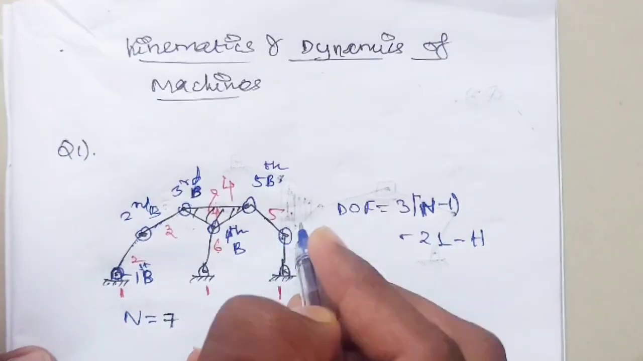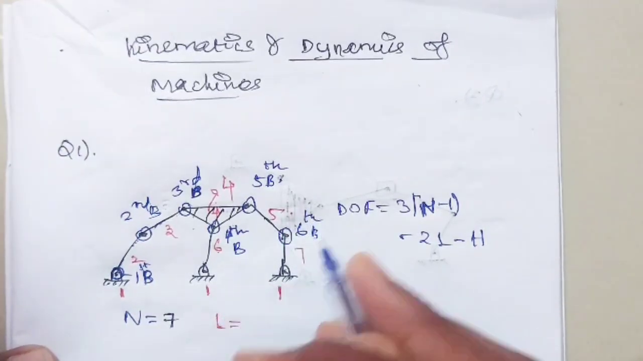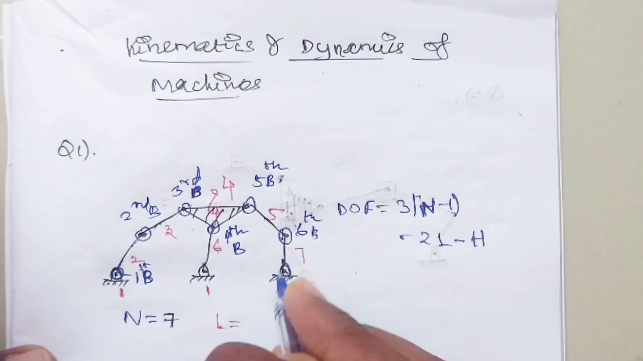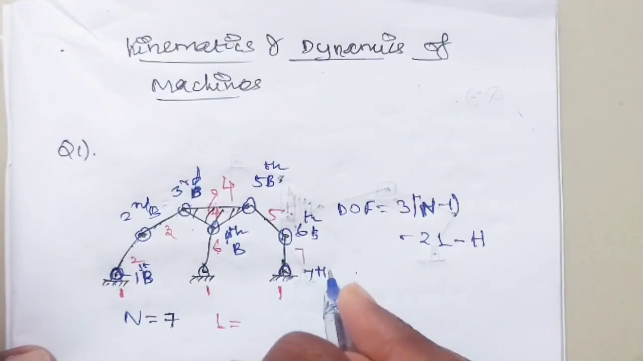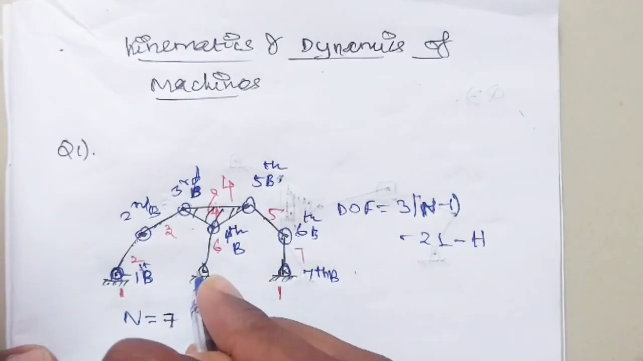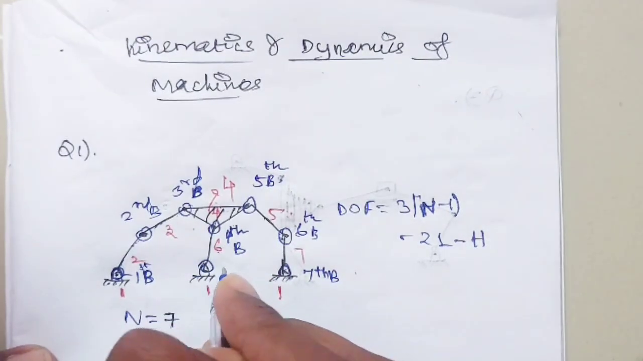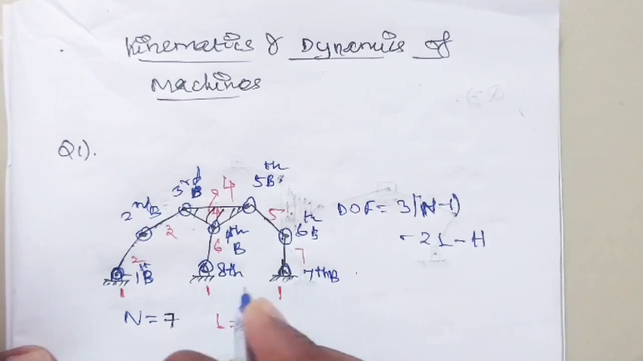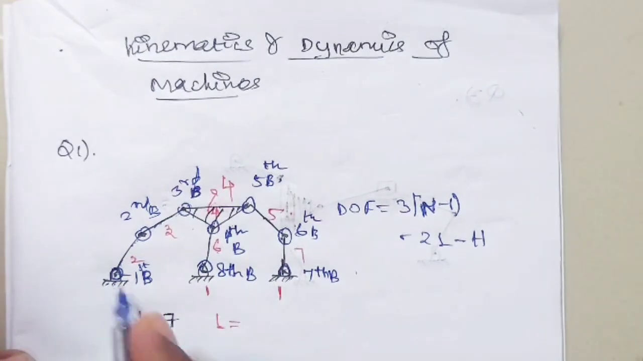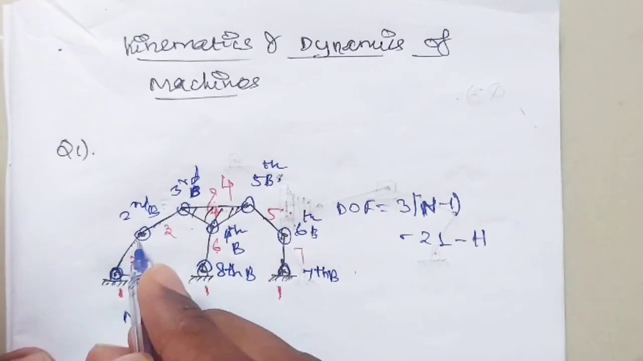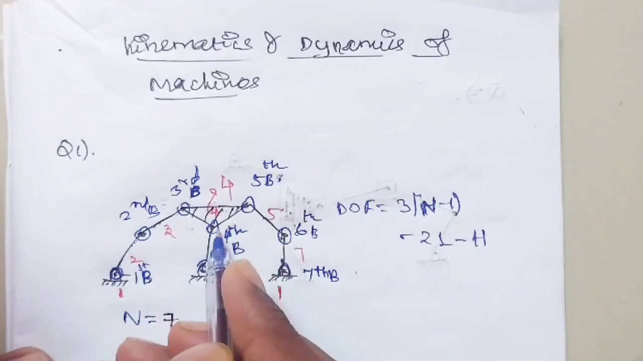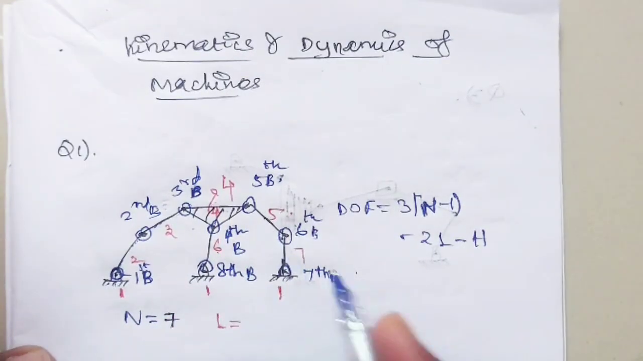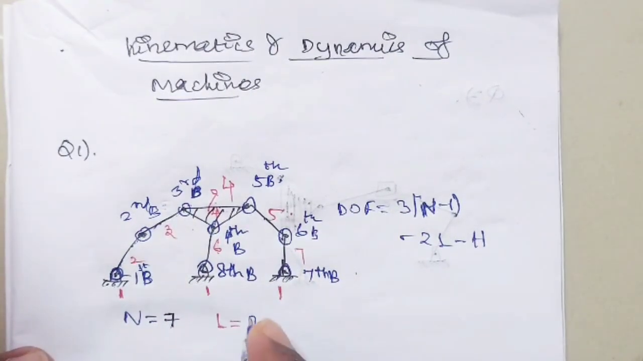From 5 to 7, this is the 6th binary. And then from 7 to 1, we can take it as the 7th binary. And then from 6 to 1 is the 8th binary. So we can calculate it. This is the first binary, second, third, fourth, fifth, sixth, seventh, eighth. Totally there are 8 binary joints.